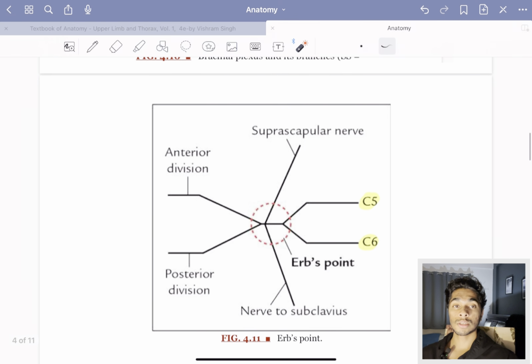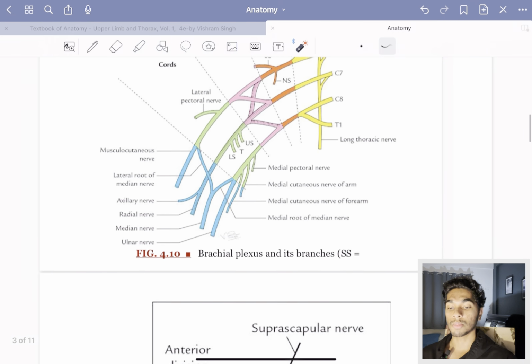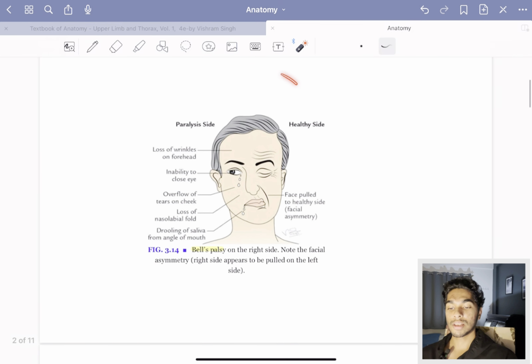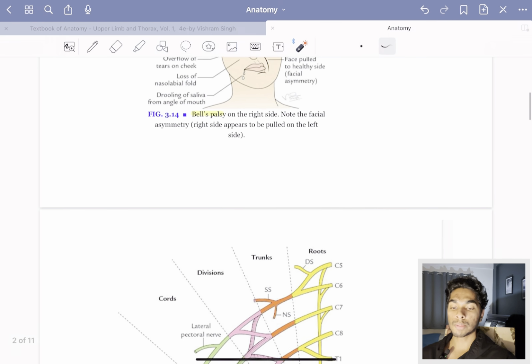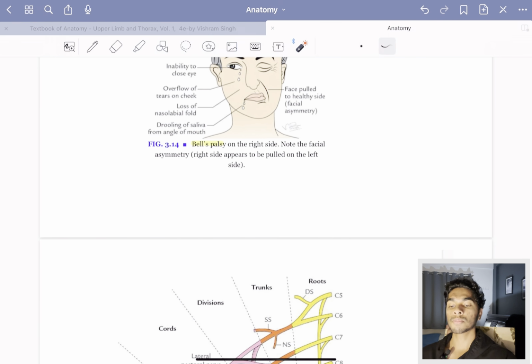If you're watching this before your exam and you're skipping this video, then you'll have Bell's palsy tomorrow in your exam. What is Bell's palsy? This is your Bell's palsy. Tomorrow you'll have this face in the exam. So don't skip it, please watch it completely. So this Bell's palsy, forget this, we'll see this in your head and neck, okay?